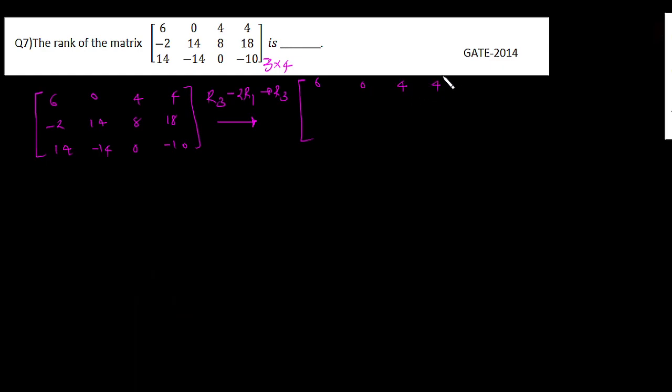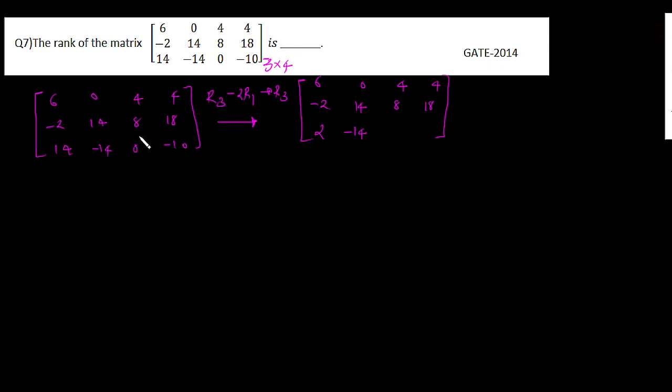So in the output, the first row remains as it is, and the second also remains as it is, because we are applying the operation only on the third row. Here 18, then 14, and here minus 12 comes from the first row. So here we get in the output plus 2. Now in the second element, here is 0, so minus 14 remains as it is.